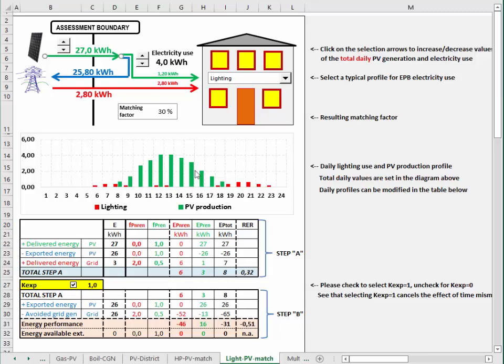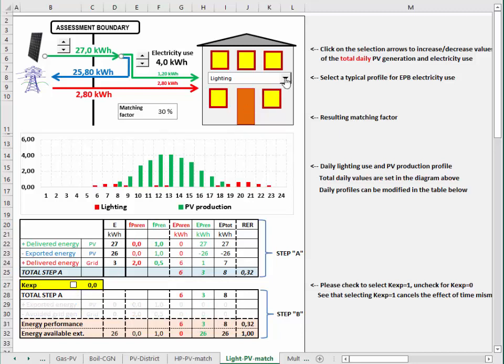Of course, the energy performance would be tremendously affected by the selection of K exported. If K exported is set to 0, in this case, no negative value of the energy performance is possible. As you can see, we get negative values if we allow to take into account all the exported energy. If K exported equals 0, no negative value is possible.